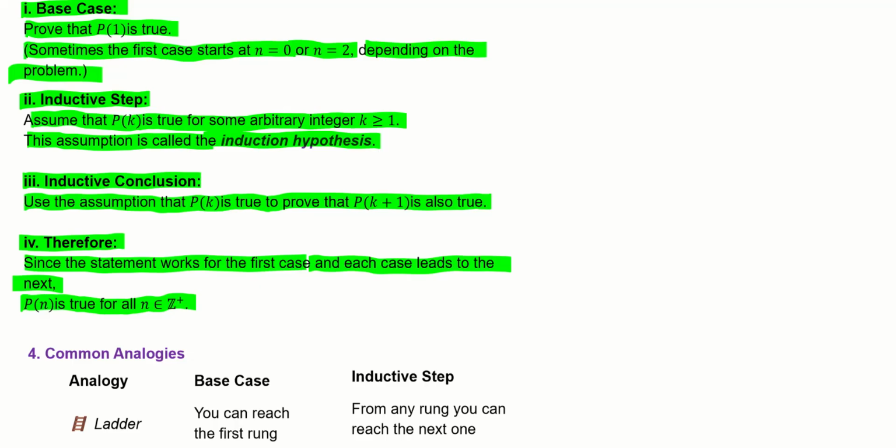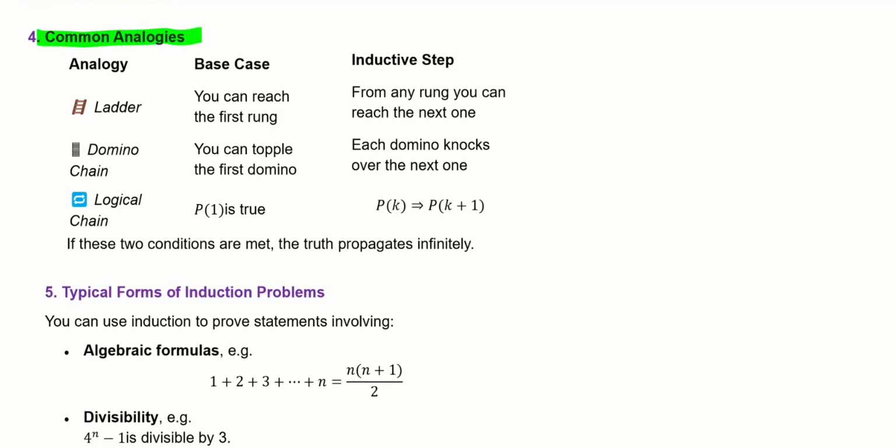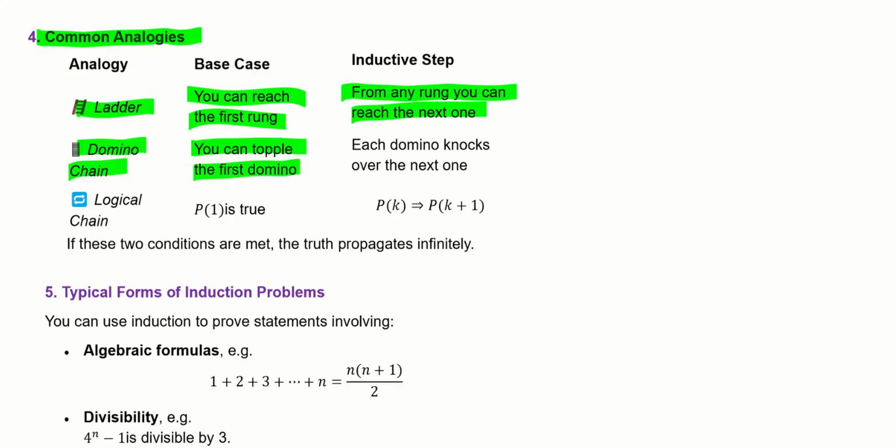And just pause for a moment and think about the domino. You push over the first one, the base case, and then each one knocks over the next one. And if you had an infinite number of dominoes, that would just keep going forever. Common analogies, we've seen these with the ladder. You can reach the first rung. From any rung, you can reach the next one. The domino chain, you can topple the first domino. Each domino knocks over the next one.